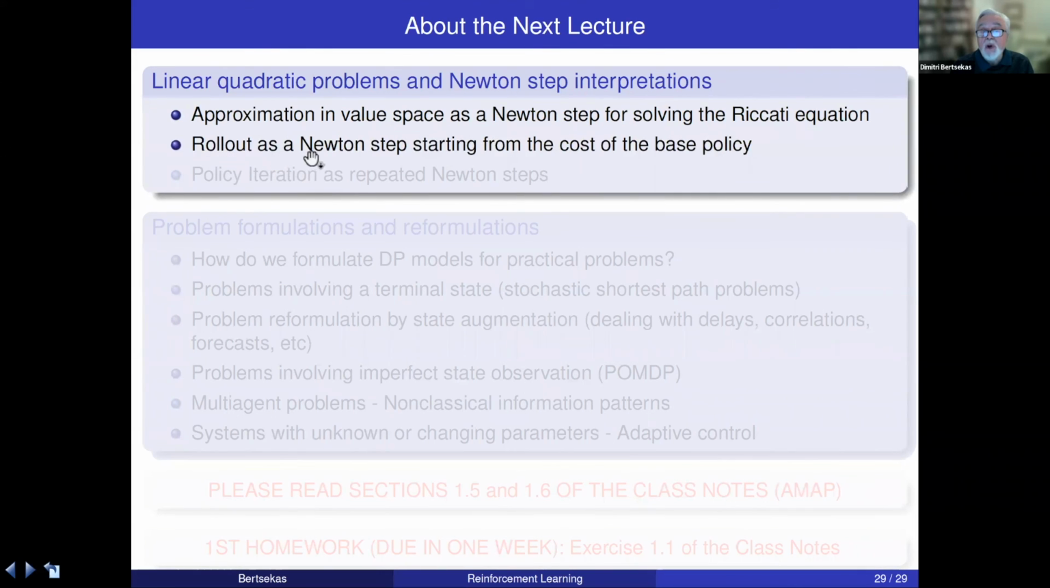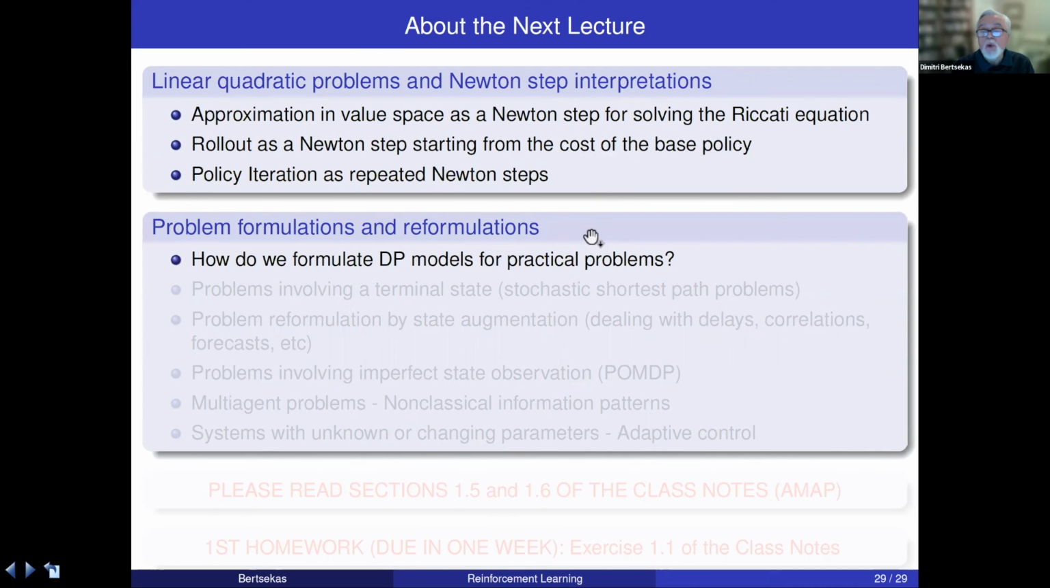We're going to view rollout as a Newton step starting with a particular starting point, the quadratic cost coefficient of a linear base policy. And we're going to view policy iteration as repeated Newton steps. And all of these are going to give us intuition about what makes these methods work fast. It's going to revolve around these interpretations based on Newton's method. So that's going to be one part of the lecture.